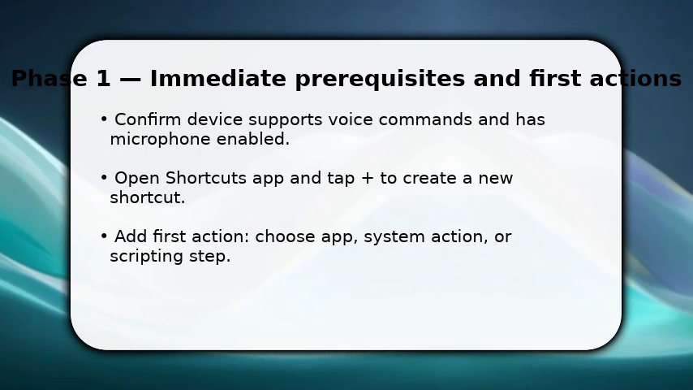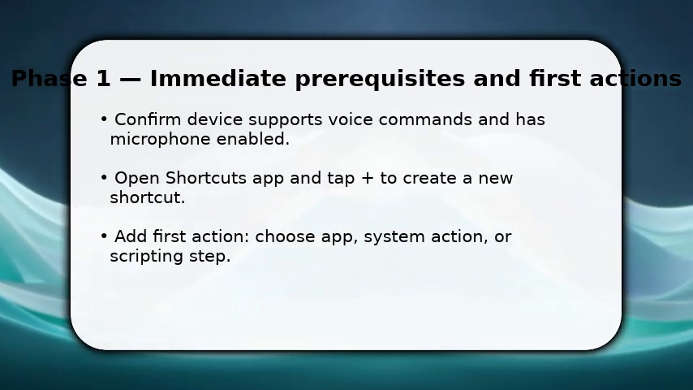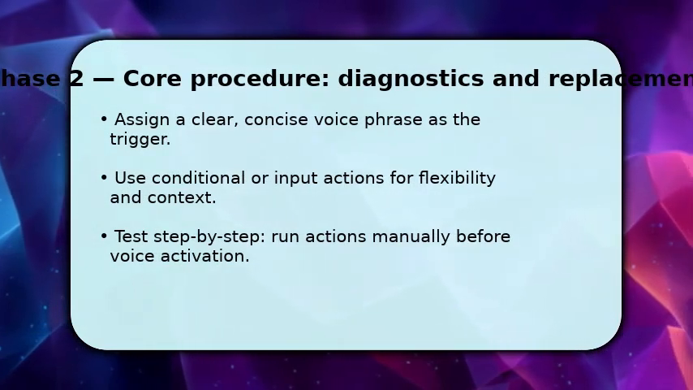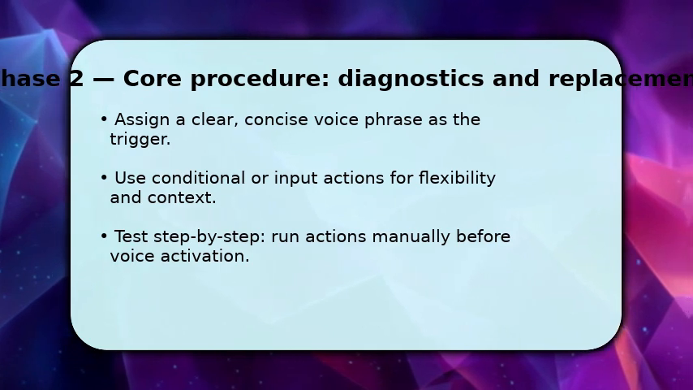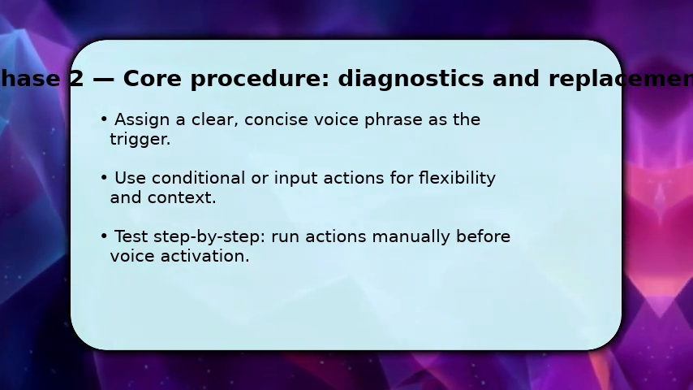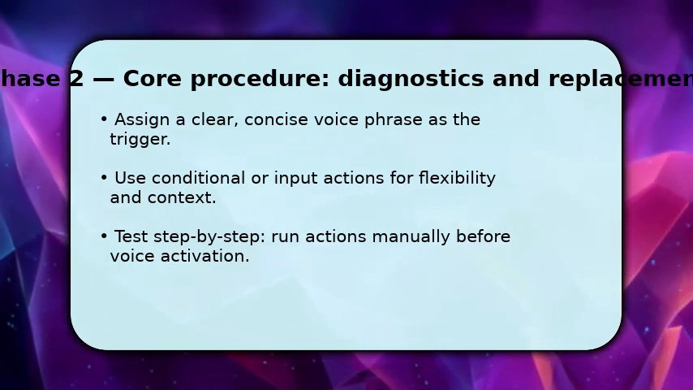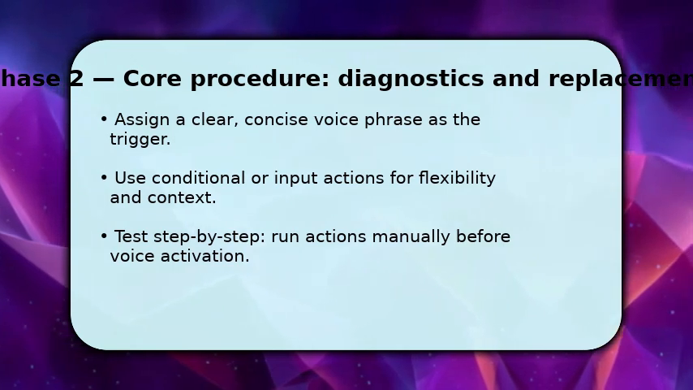While you set the initial action, think through the single goal, what one command will do, and where the data should flow next. Next, assign the voice trigger and configure the middle logic. Tap the settings for the shortcut, choose Add to Siri or Voice Activation, and record a short, unambiguous phrase. Then chain conditional actions or ask for input to handle variations, so the shortcut adapts instead of failing.